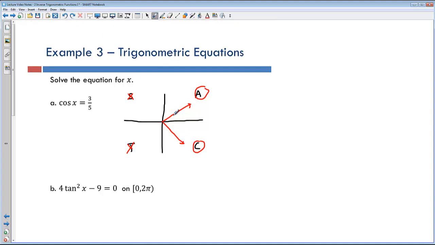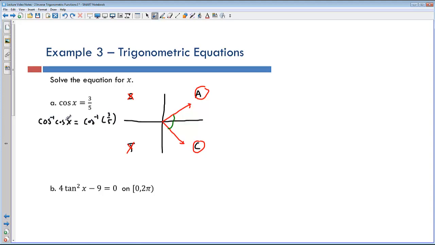Now for the reference angle, I can't use a reference table because clearly 3/5 is not in my table. So I have to do something else. So the new thing that I'm going to do is I'm basically going to cosine inverse both sides. And that'll undo the cosine. So let's do this slowly. So I'll cosine inverse the left. So cosine inverse of cosine of x would be the same thing as cosine inverse of 3/5.